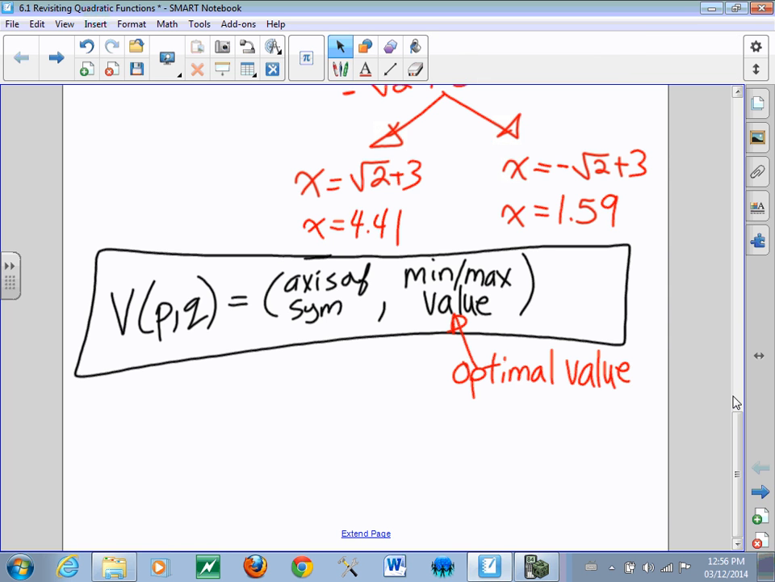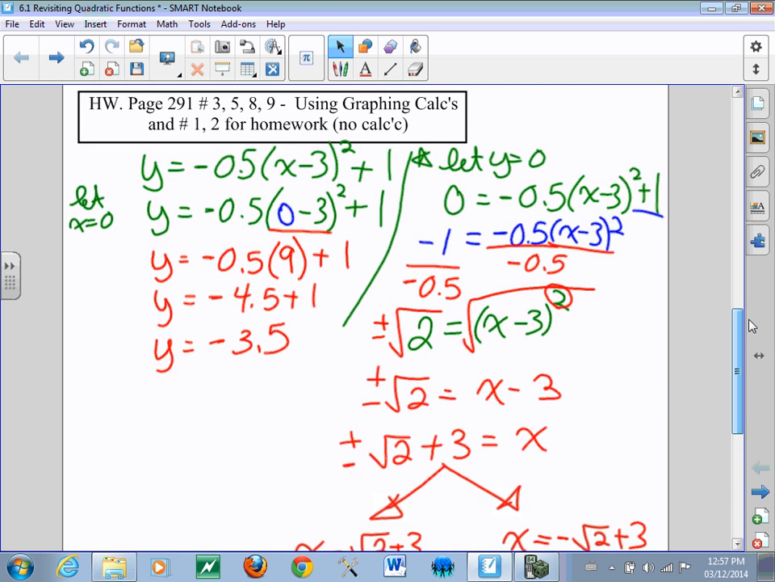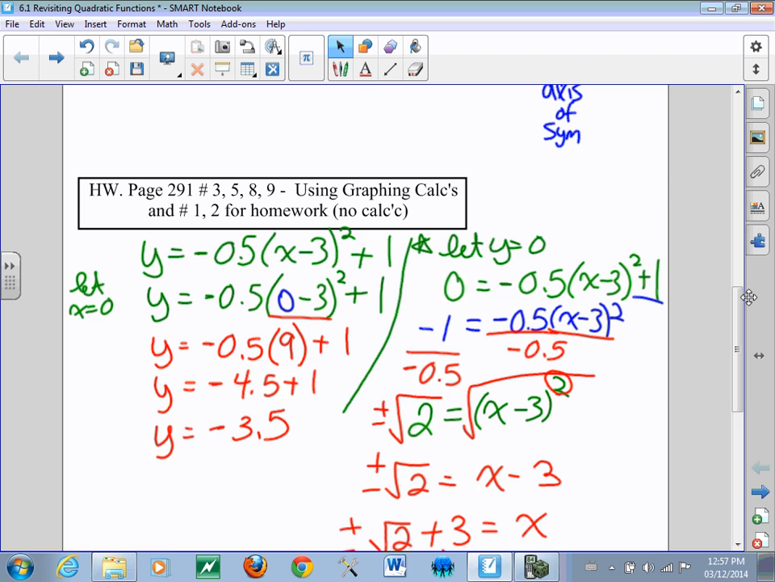All right, folks. Here is your homework today. What I want you to do, folks, is on page 291, if you have a mobile app or a graphing or online calculator with a graphing application, plot these and try to figure them out using a graphing app, and then after, do 1 and 2 for homework without the calculators.